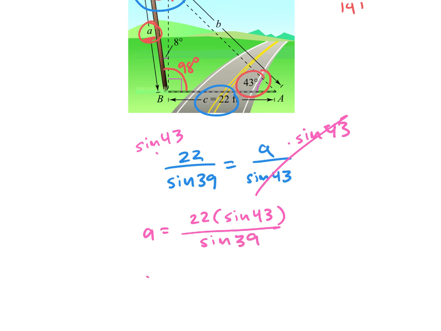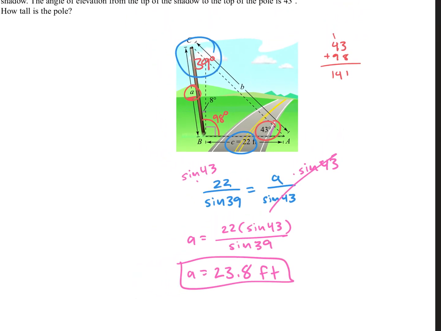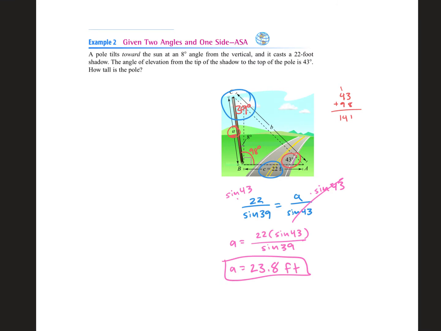Now I just put this into the calculator. So this is 23.8 feet. And then we could set up a proportion to find B also if it told us to solve the triangle, because then we have to find everything. But this question just asks, how tall is the pole? So that's just A.